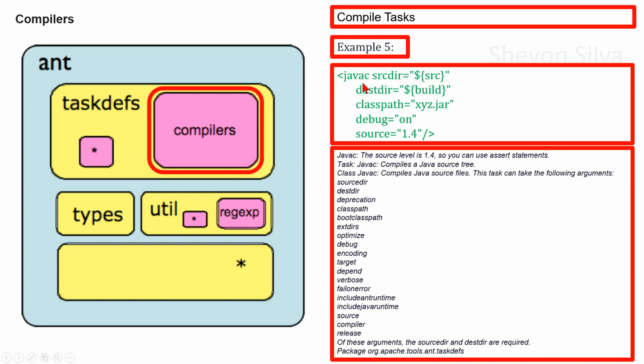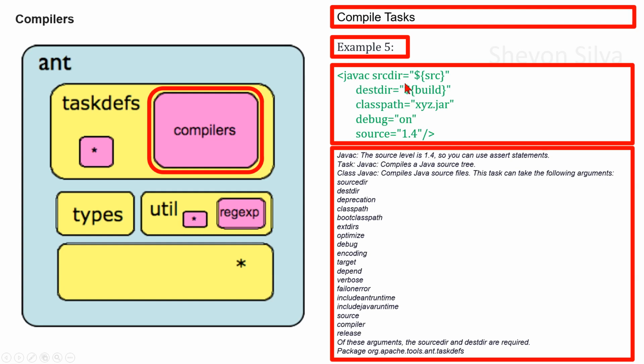This task can take the following arguments: srcdir, destdir, deprecation, classpath, bootclasspath, xdirs, optimize, debug, encoding, target, depend, verbose, failonerror, includeAntRuntime, includeJavaRuntime, source, compiler, release. Of these arguments, the srcdir and destdir are required. This is in the package org.apache.tools.ant.taskdefs.